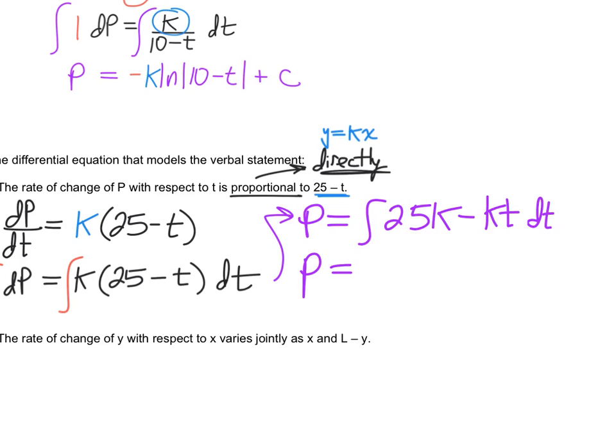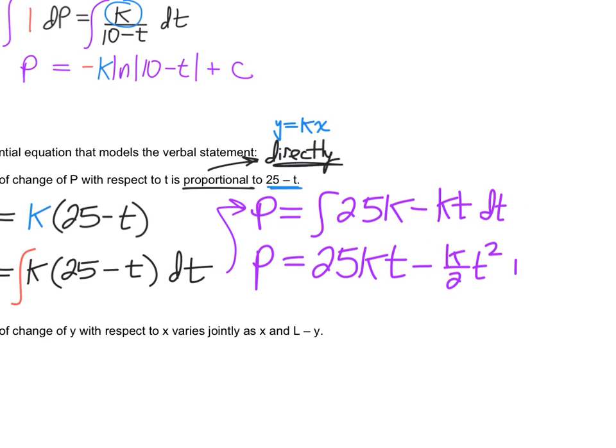So P would be equal to 25kt minus k over 2 t squared plus c. In both cases it was the reverse power rule. So I'll just focus on the kt: increase the exponent by 1, divide by the new exponent. In the case of the 25k, as long as you train yourself to think of k as being a constant, you're looking at 25k as being the product of two constants. The antiderivative of a constant is the constant multiplied by the variable.